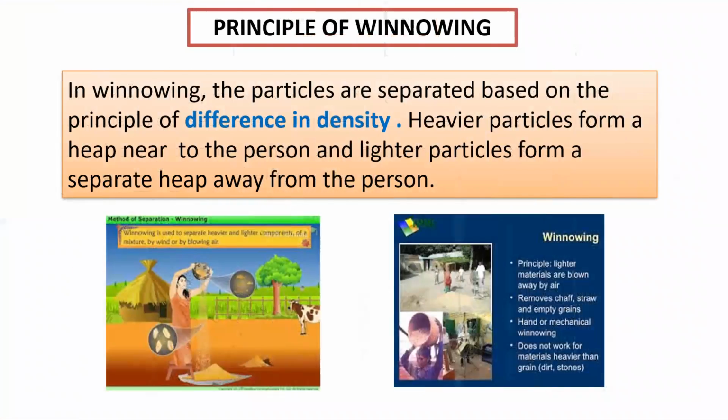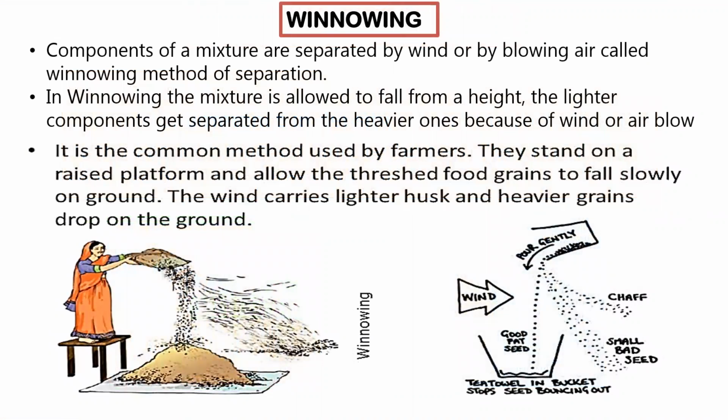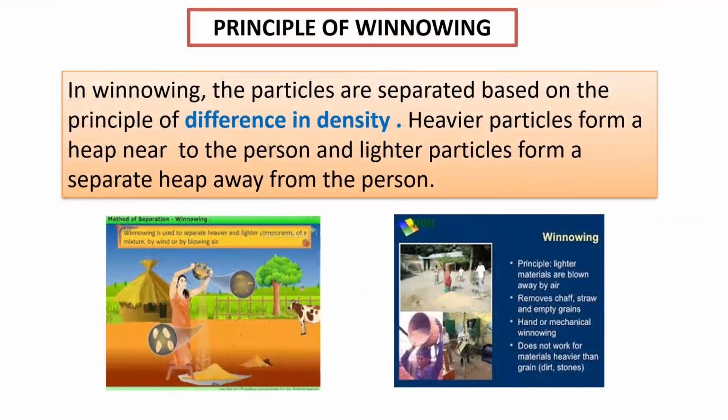So they stand on a high or raised platform and allow the threshed food grains to fall slowly on the ground. The wind will carry away the husk, and the heavier grains will drop on the ground. Heavier grains won't flow away with the wind; they will drop on the ground, while the husk is going to flow with the wind. Understood? Next part, principle of winnowing.